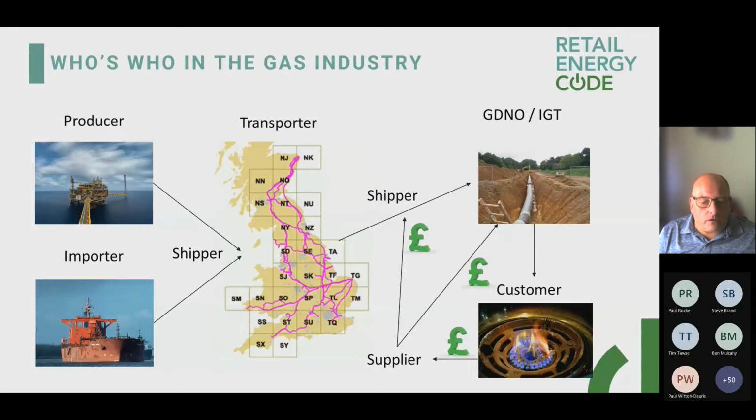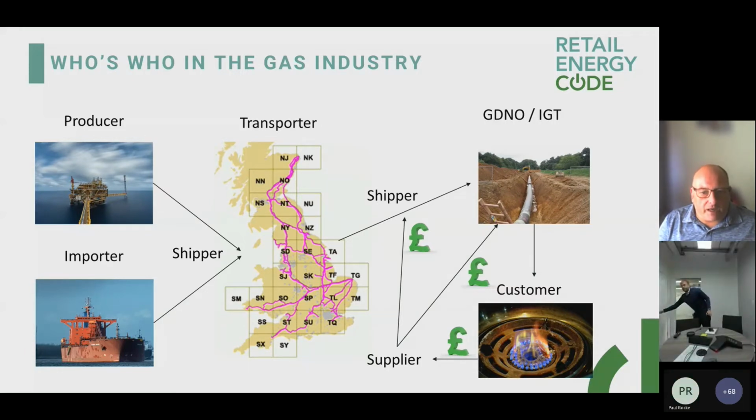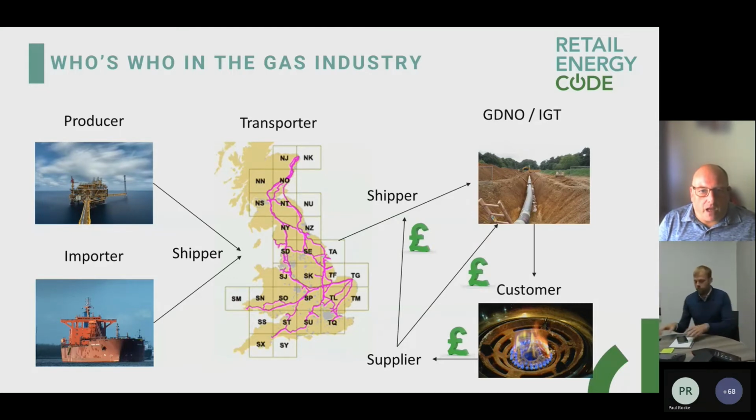So even though the shippers don't actually own any pipes, they don't own any network. Now, they may be linked to an organisation, but they don't officially own anything. The only thing that they own is the gas, and they are a retailer in effect. They'll buy it from the importer and they'll sell it onto a gas company, and that's their role.